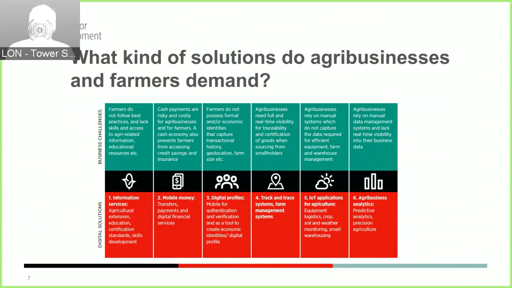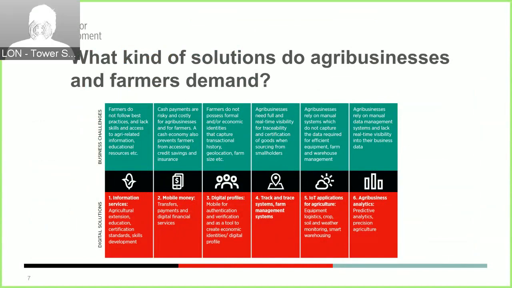Now, moving to digital profiles and related, really, these areas related to digital payments, the challenge is that farmers do not possess formal economic identity. There is an opportunity for mobile technology to support the creation of those economic identities. Mobile can be used, for example, as an authentication and verification tool, and it can also be used to aggregate a range of disparate data points, data on transactions, payments, but also data on farm location obtained, for example, via GPS, or data on the farm size. So all this data can be ultimately used to assess creditworthiness for farmers.